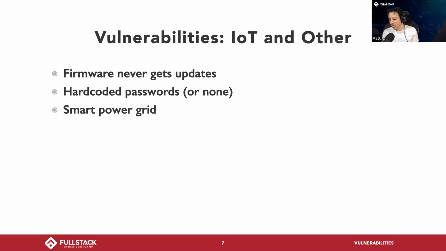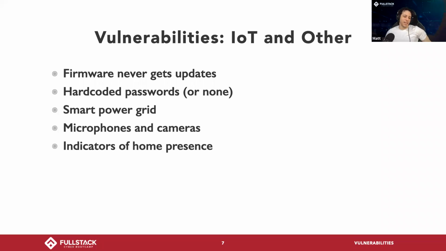It is important that, depending on if you're working in these types of systems like SCADA or industrial control systems, you are aware that this is very common. Other things like microphones, cameras, indicators of home presence, all of these things can be hacked and have vulnerabilities within them.